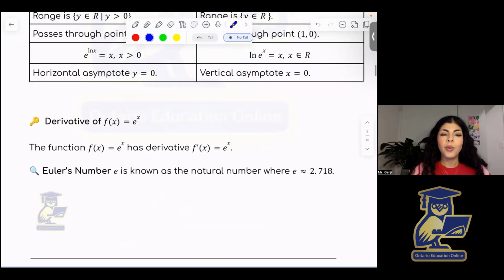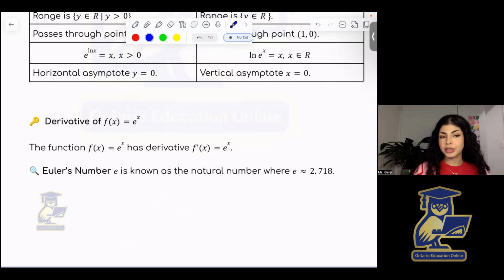Now, what is the derivative of the Euler's number function? So if we have f of x is equal to e to the power of x, the derivative is actually just itself. It's e to the power of x. And just in case you need a reminder, Euler's number is the natural number, and it is approximately 2.718.